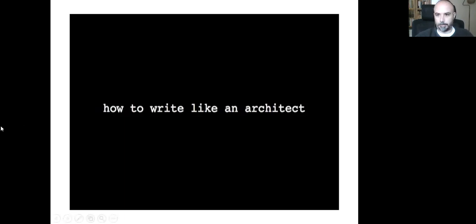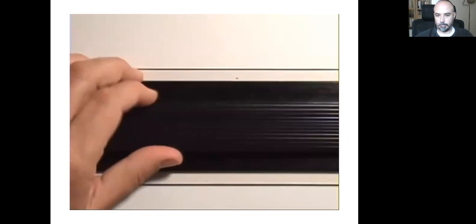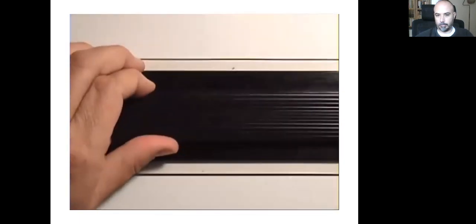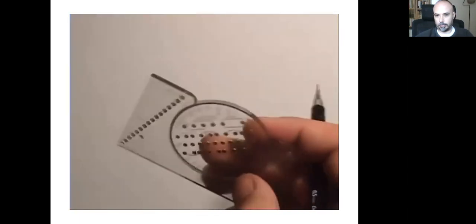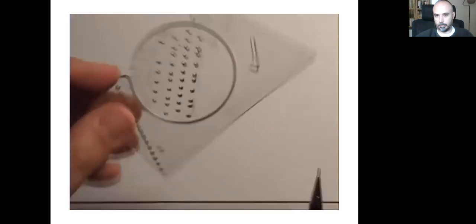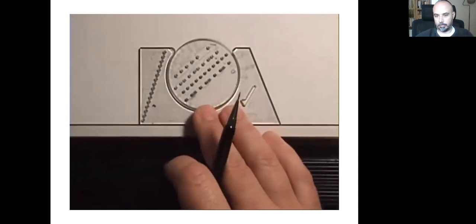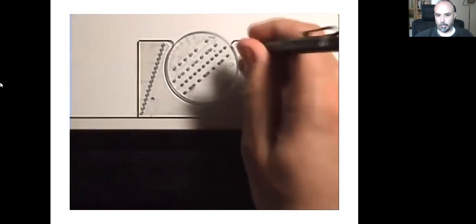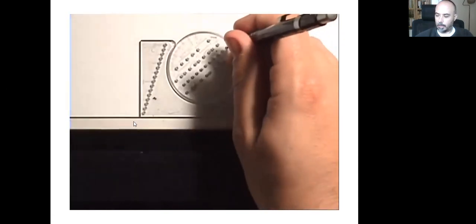Today we'll learn how to write like an architect. The basic drafting tool for an architect when working by hand is a parallel rule. You can also use a T-square. I'll be using an Ames lettering guide to create the lines for the lettering. First, we're doing the same as we did.